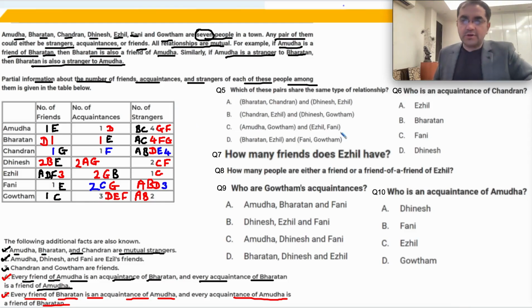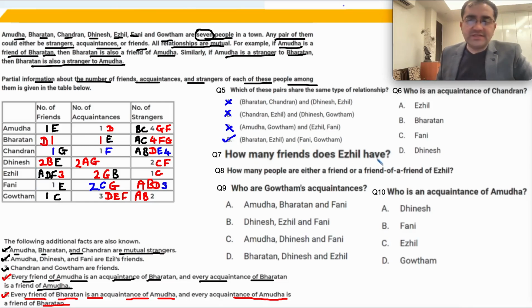Let's see what all we can mark. Which of these pairs share the same type of relationship? B and C. B and C are strangers. D and E are friends. No. C and E are strangers. D and G are acquaintances. A and G are strangers. E and F are friends. B and E are acquaintances. F and G are acquaintances. D part is the right answer.